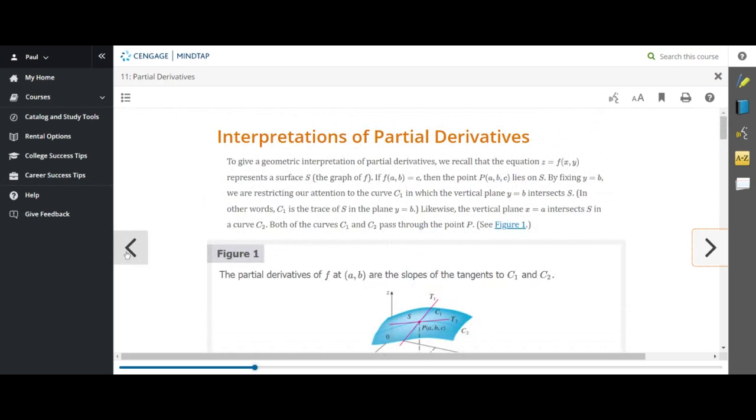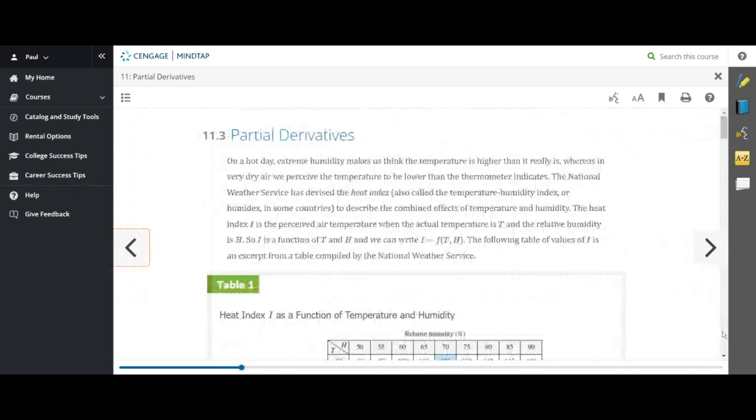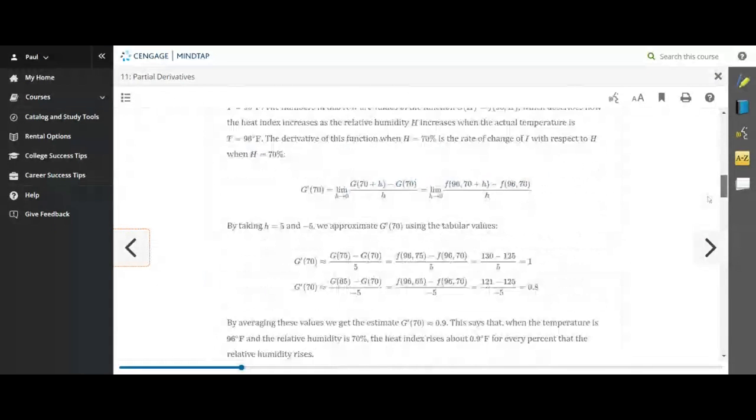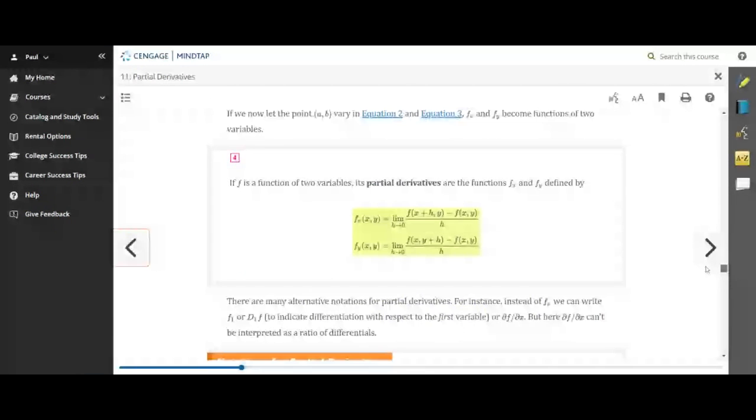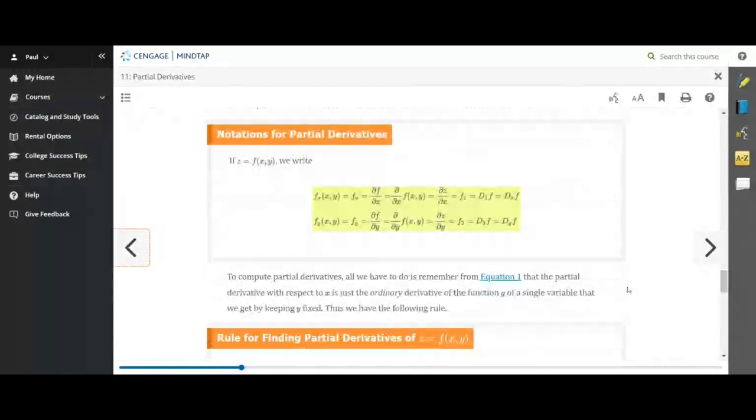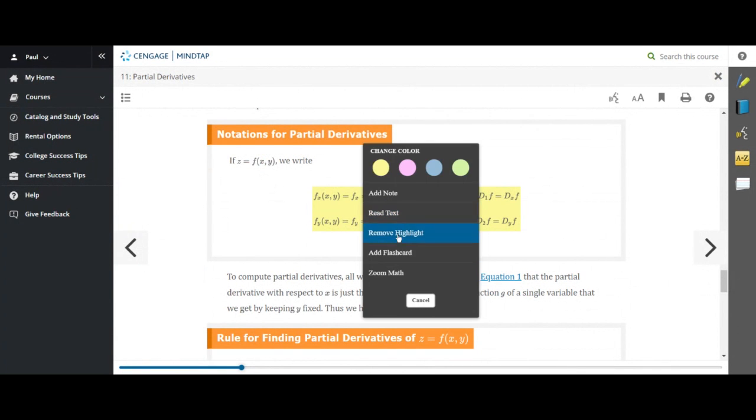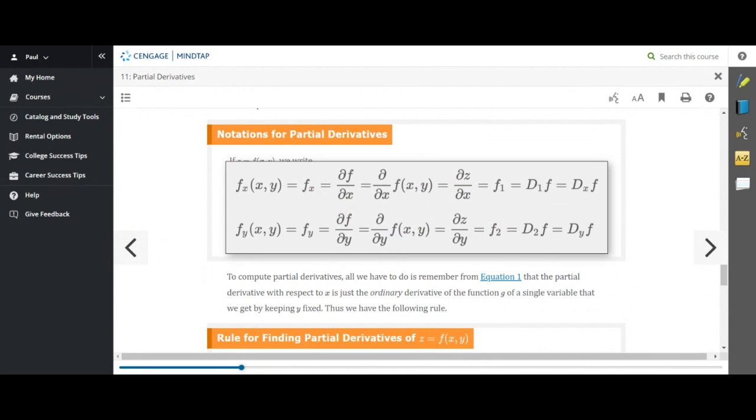And if we wanted to talk about notation, there's a lot of notation for partial derivatives. Maybe let me just highlight this. These are all the different kinds of notations that you can see when you deal with partial derivatives with respect to x and with respect to y. These are all the partial derivatives that you can see.